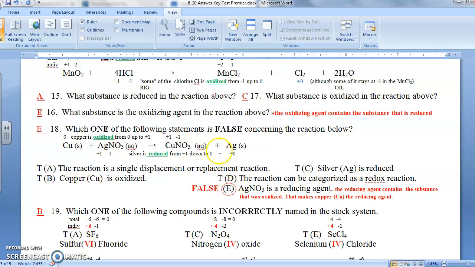Number 18, which one of the statements is false concerning this reaction right here? Statement A, the reaction is single displacement or replacement. In single, we have an element replacing another element in a compound. Metals would replace another metal. So if this is single, copper should replace silver. It did. Over here, the copper's now with the nitrate. Silver was knocked out, displaced, or replaced in the compound.